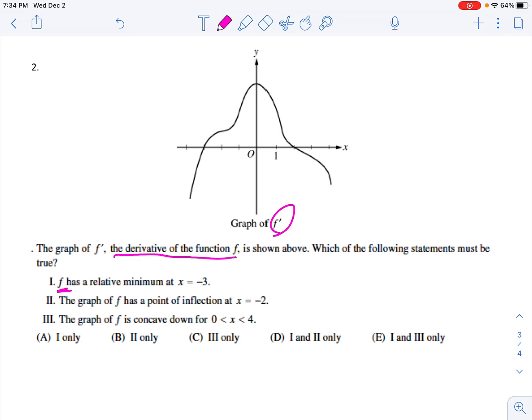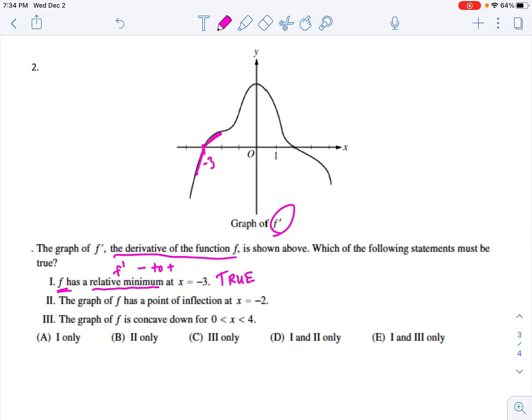So again, they're asking us about f, and I know that f has a relative minimum when f prime goes from minus to plus, right? Because I worked on justifying that so many times. And f prime goes minus, meaning below the x-axis, to plus right here at -3, and then it never does that again. So I would actually say this is true. You do have a relative minimum on f.